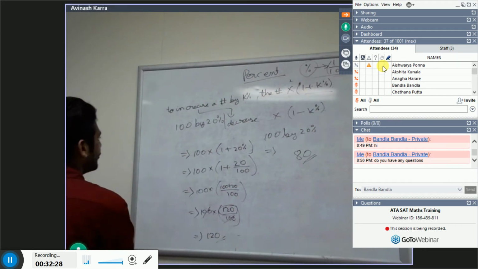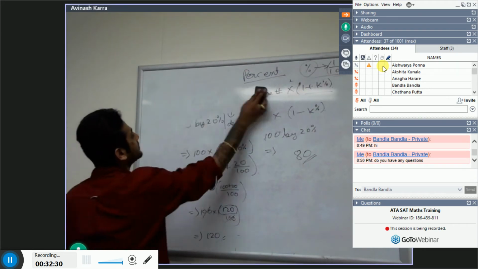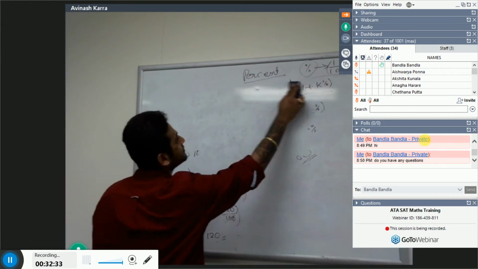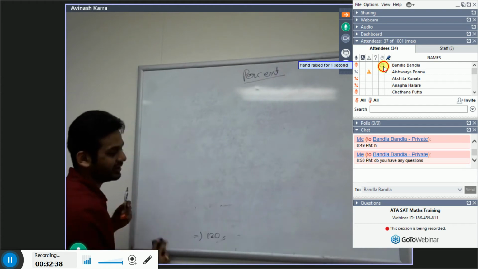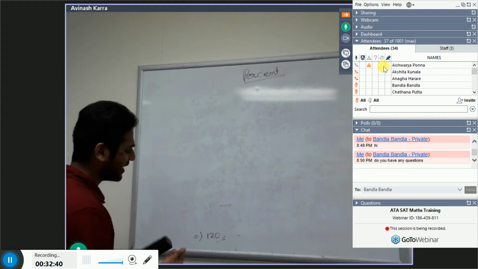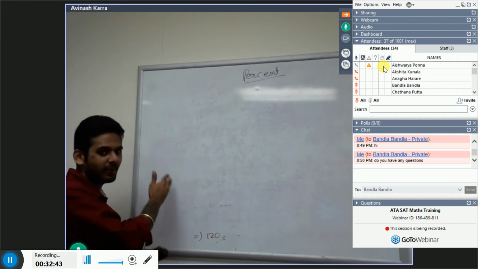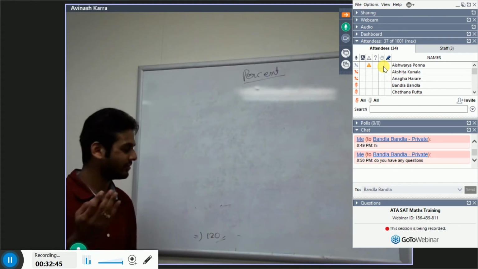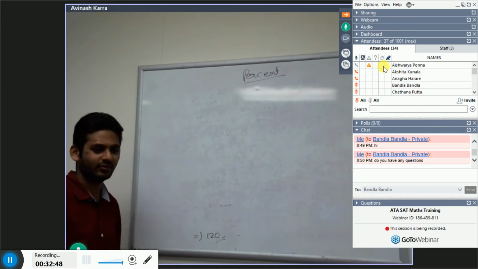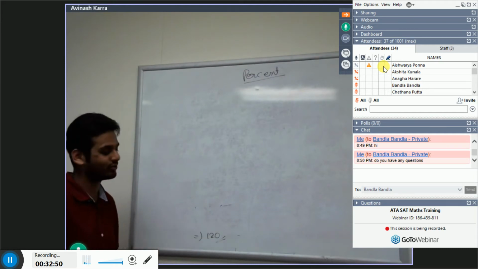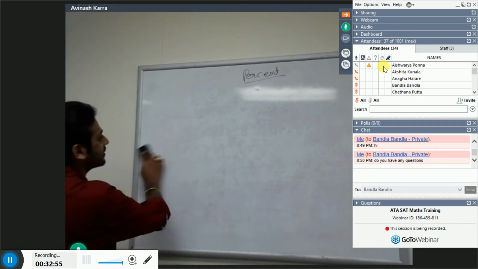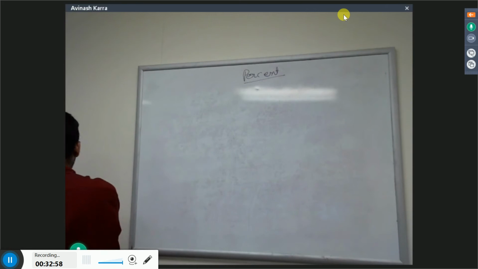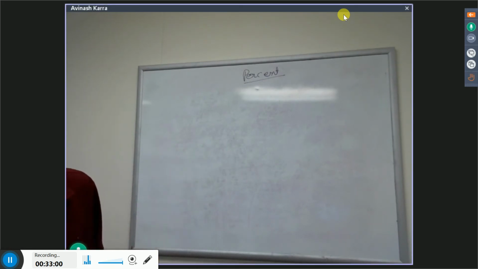Let me do one small example. Percentages. These might be basic concepts and kind of silly topics, but these are the main things which help you for geometry, for your data analysis, trigonometry and everything. Without these, you can't solve it. So let me take one question from this exercise.